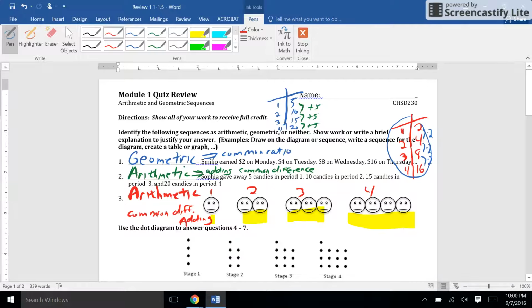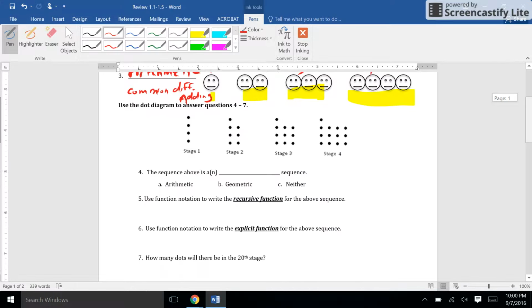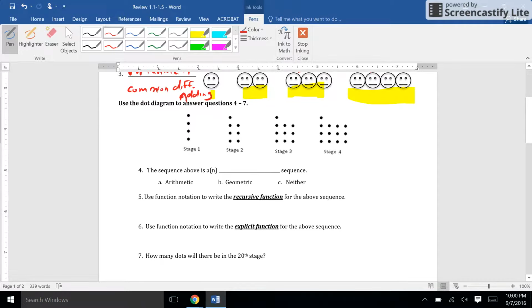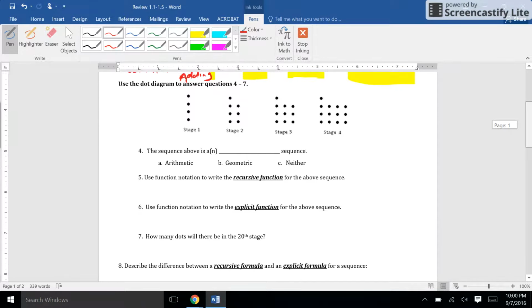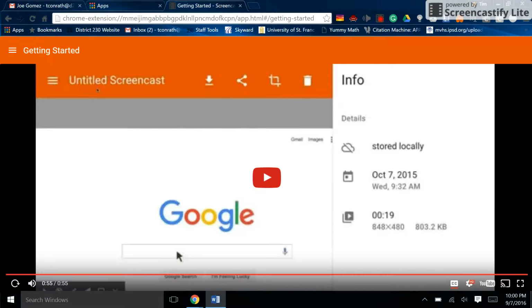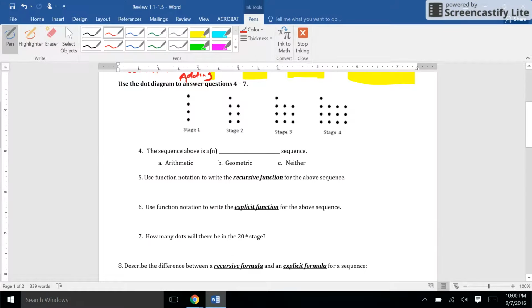All right, so let's go down a little bit here. Use the dot diagram to answer questions 4 through 7. So let's just scroll up. There's our dots, the sequence above. So I'm going to write a table over here. Sorry, guys. So here's my table. So at stage 1, how many dots are there? There's going to be 4.